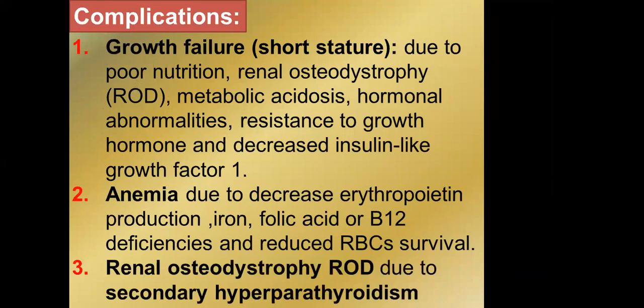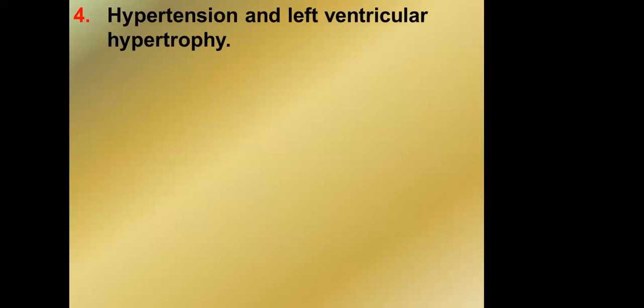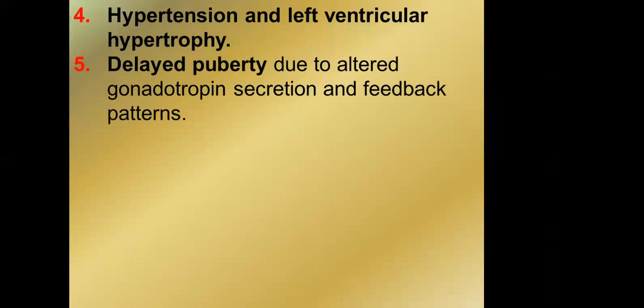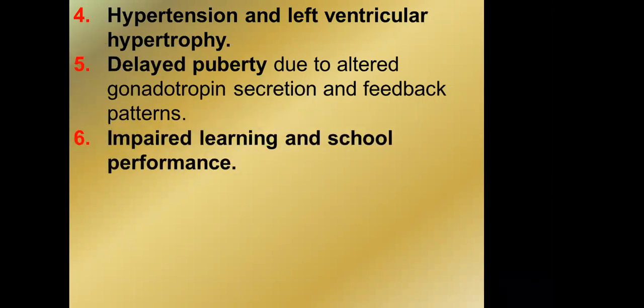Other complications include renal osteodystrophy due to secondary hyperparathyroidism, and hypertension and left ventricular hypertrophy, which is a common manifestation in chronic kidney disease. Also delayed puberty, which is due to altered gonadotropin secretion and feedback pattern. And lastly, impaired learning and school performance because of the chronicity of the illness.